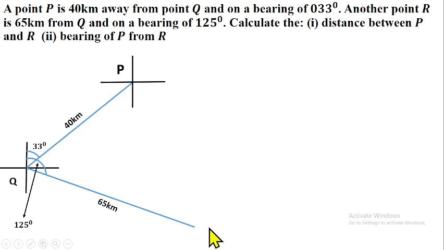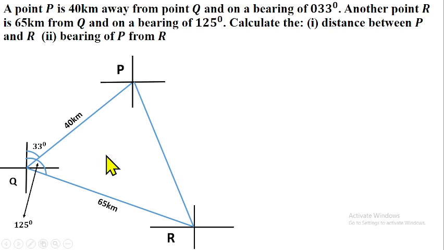Then this point here will be point what? R. Put your cardinal point and target R. Then join P towards R with a straight line. That forms the triangle we are going to be working on. And we have to calculate the distance between P and R. Then we are looking for this side.